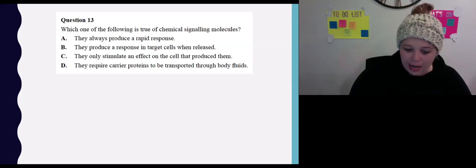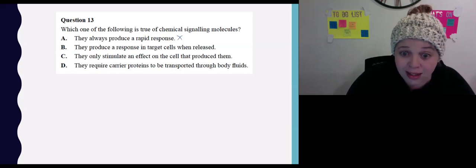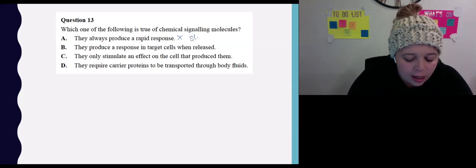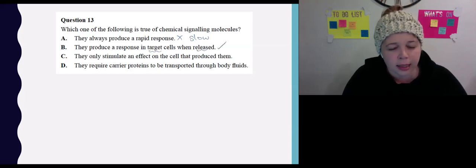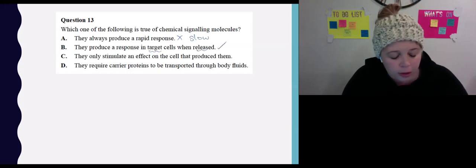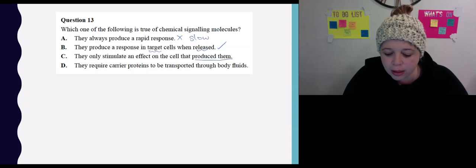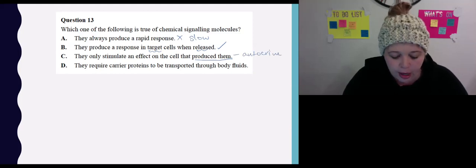All right, so now you're back and we think about, do they always produce a rapid response? No, these are chemicals. Chemicals take a long time to diffuse, so they are slow. So that one's going to be wrong. Do they produce a response in target cells when released? Yeah, that sounds pretty good. So we'll go on to the next one. Do they stimulate an effect on the cell that produced them? Sometimes they can, but not all signaling molecules can. Only the autocrine ones can.